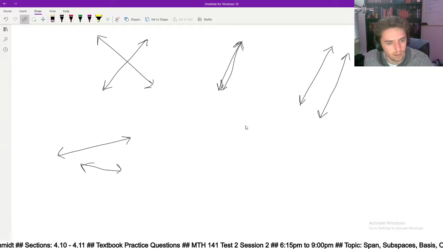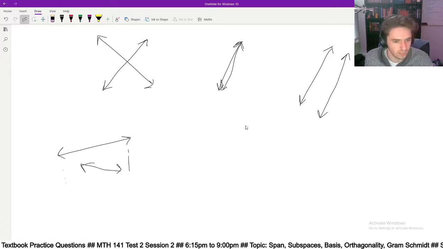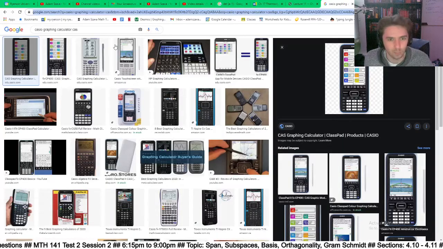They're not parallel, and again, it's kind of hard to draw, but this one goes underneath that other one, right? This one goes underneath that other one. Maybe it's better if I just find a picture. Don't mind the calculators.